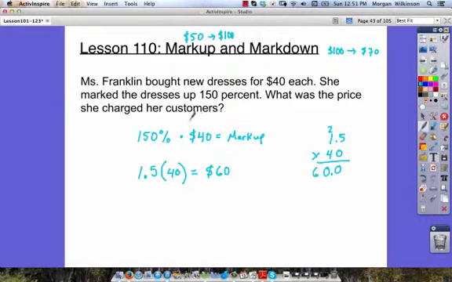In order to find the price she charged her customers, we've got to take her original price that she paid for it of $40, add her markup of $60 to get a grand total of 40 plus 60. That must be equal to $100. And we've got our final answer. Let's look at some problems with markdowns.